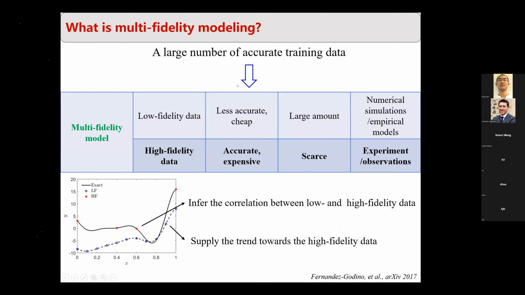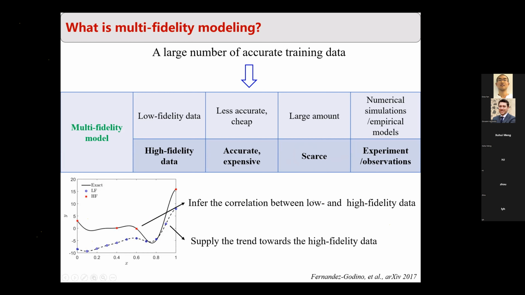So in the multi-fidelity modeling, we have two types of data: low fidelity data and high fidelity data. The low fidelity data are not so accurate, but they're very cheap, so we can have lots of them. Generally, we can use numerical simulation or empirical models to generate low fidelity data. For the high fidelity data, they're very accurate, but they're quite expensive, so we can only have a very small number of them. And the high fidelity data can be from experiments or field observations.